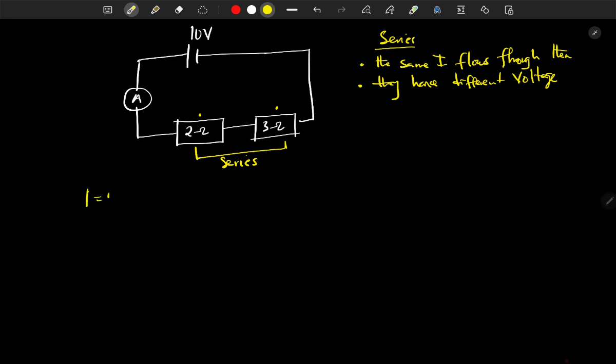You know that current is voltage over resistance. But since these are in series, you just add them up. So our voltage is 10 volts. Our resistance, since they're in series, you just add them. 2 plus 3 gives you 5 ohms. And this will give you 2 amperes. This means in this resistor there is 2 ampere flowing, and in this resistor there is 2 ampere flowing.